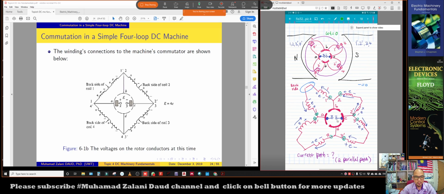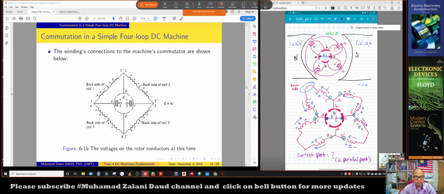And then we are going to tap the voltage E, which I have written there as E. That will be the output. The voltage here is the output of the segments that touch the brush. So this is the output terminal of the machine.